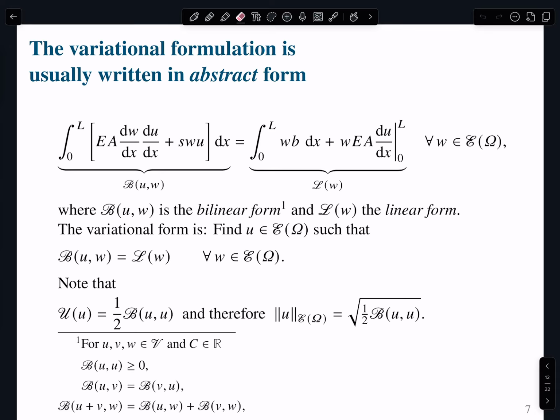But this form of the formulation becomes really the basis for when we go to a finite dimensional space, for instance, using finite elements to obtain the solution of a problem. Okay?